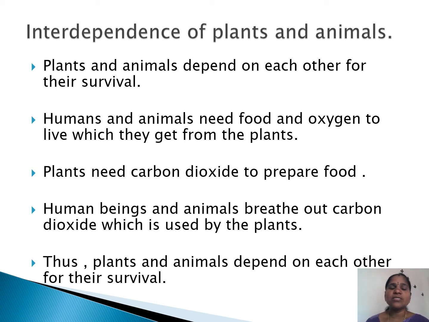The gas that humans release is taken by the plants. Plants take in carbon dioxide, which is released by humans. Human beings and animals breathe out carbon dioxide, which is used by the plants. Thus plants and animals depend on each other for their survival.